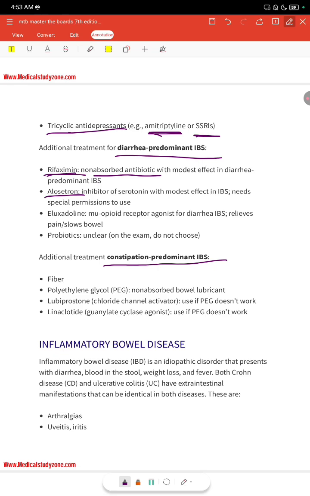Additional treatment for constipation predominant IBS, go for the fibers, polyethylene glycol. So polyethylene glycol, PEG, is also a non-absorbed bowel lubricant. Lubiprostone, and linaclotide. So if PEG does not work, you can go for lubiprostone, and you can also go for linaclotide.